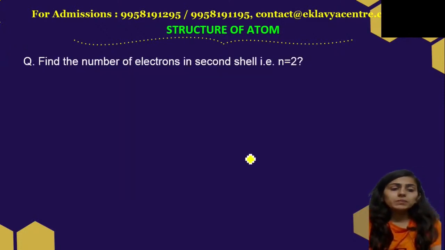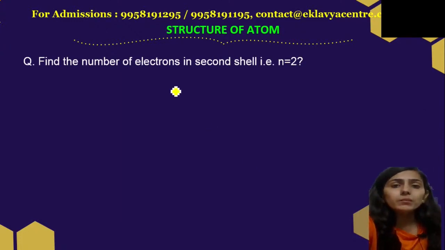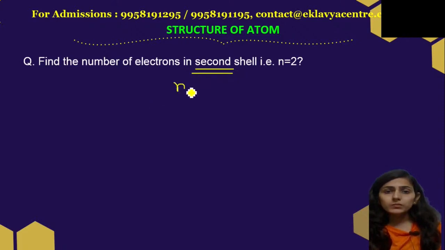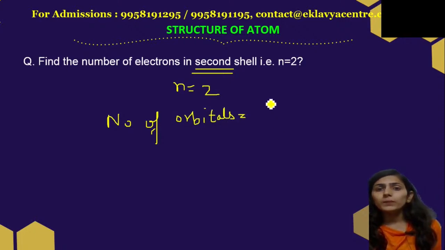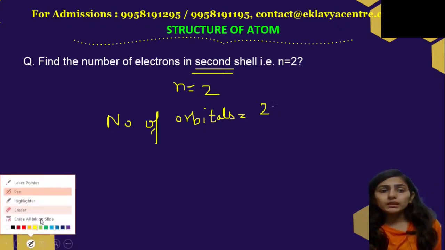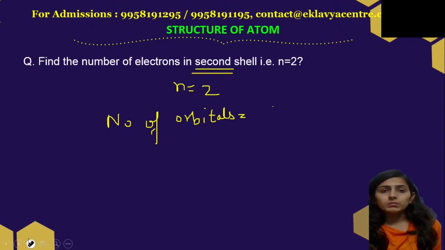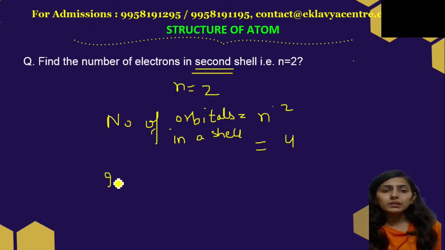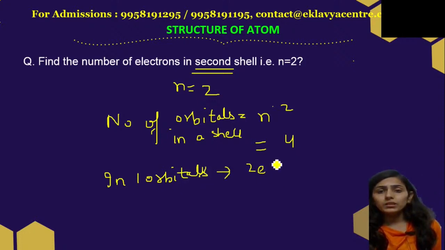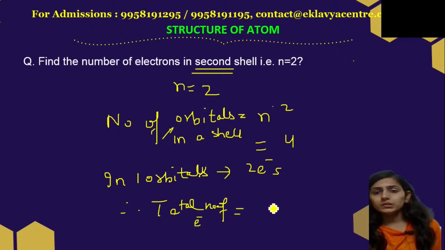Now let us try some questions based on what we have learned till now. Find the number of electrons in the second shell, where n is equal to 2. See, if I talk about the number of orbitals, we have just learned the formula: the number of orbitals in a shell is equal to n square, which is 2 square, that is 4. And we know that in one orbital we have 2 electrons. So the total number of electrons will be the number of orbitals, 4, into 2, which is 8. So the total number of electrons is 8.